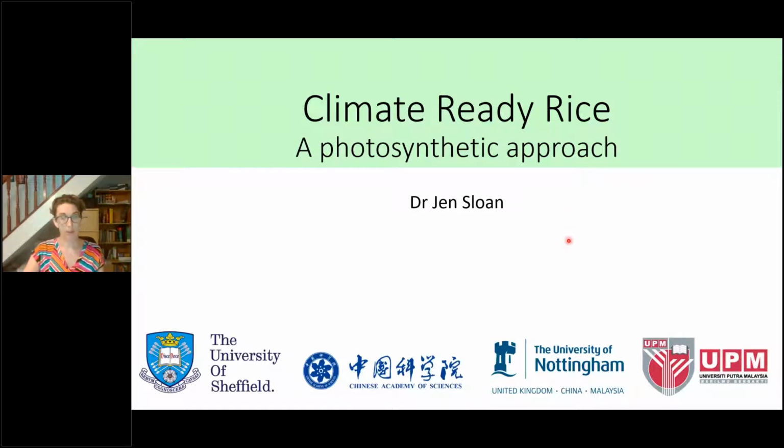I'm going to tell you about our 3D photosynthesis model in rice leaves, which we hope will help to provide some insights into growing rice in the future.